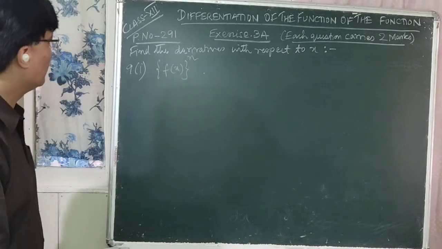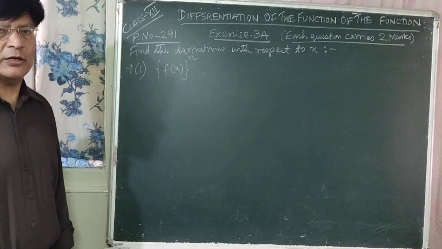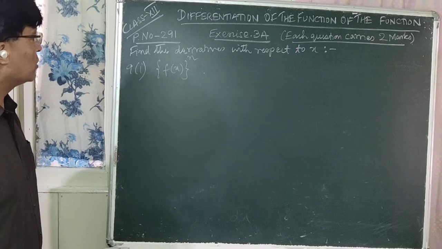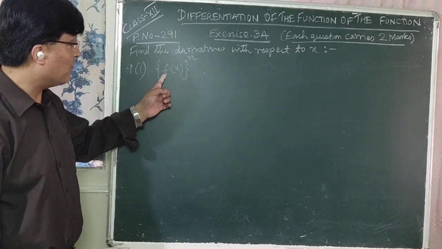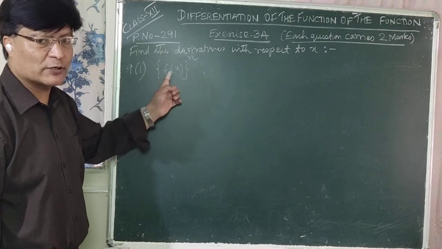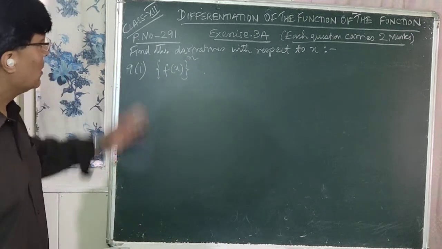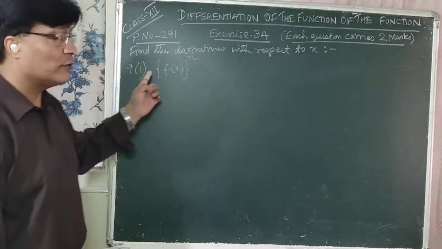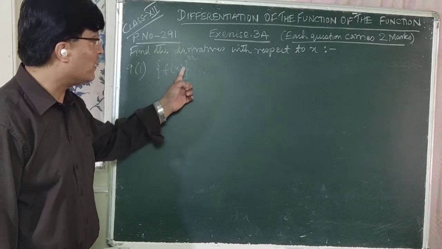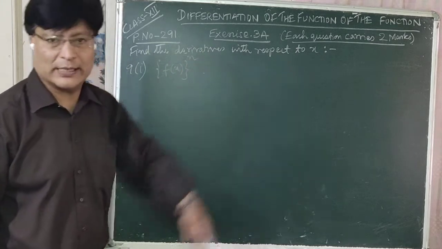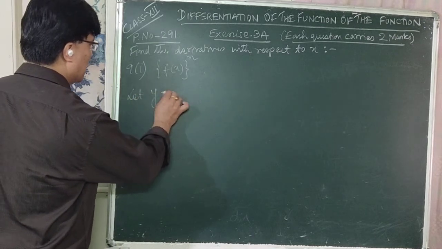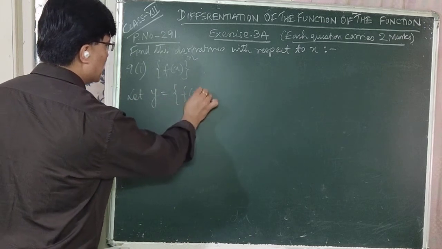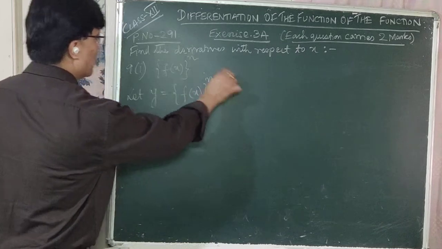So now we will do question number 9, number 1. Okay. So the function given here is within second bracket f of x whole to the power n. This is a function of x, right? You have to find out the derivative of within second bracket f of x whole to the power n with respect to x, right? So let us assume it as y. Let y is equal to within second bracket f of x whole to the power n.